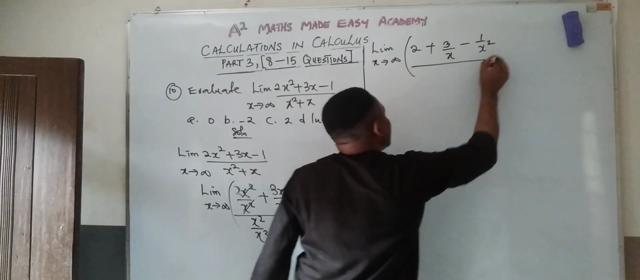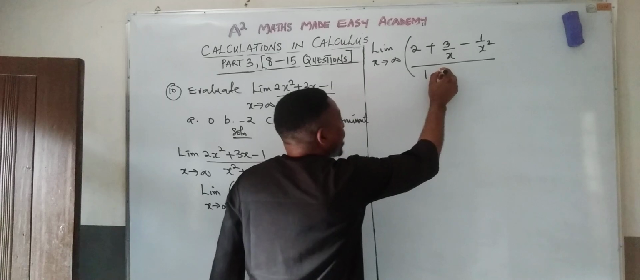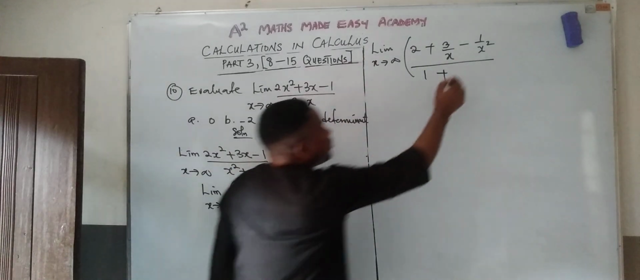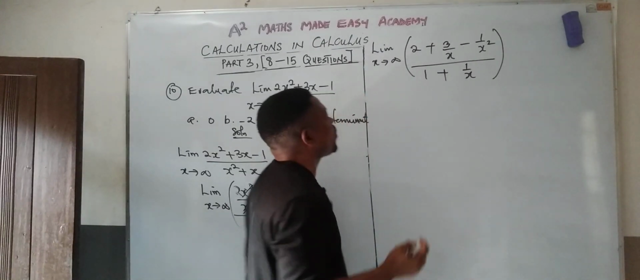We move to the denominator. Now watch. S squared over S squared will give you 1, right? Then plus one of the X here will cancel 1 down. It becomes 1 over X. Close the bracket. Now what do you think will happen here?